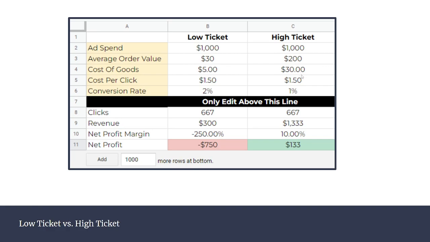Whereas if we were selling a $200 product, it costs $30 to make and ship, same cost per click, and you cut your conversion rate in half, we'd still be profitable, and we can just increase this conversion rate, whatever. Cost per click can go up, but we have so much margin to work with.